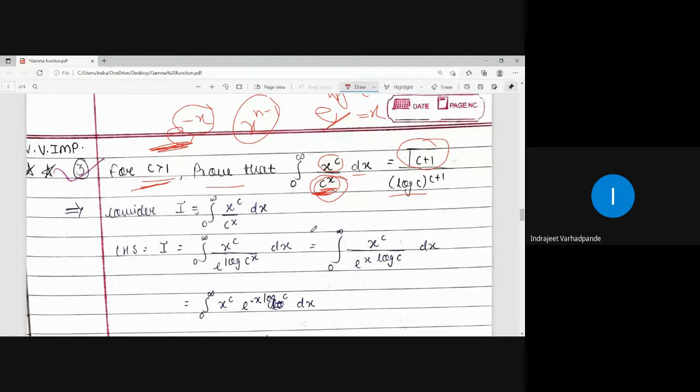So listen and watch carefully. I is equal to integral 0 to infinity x to the power c upon c to the power x dx. With c to the power x, add e and log: e to the power log c to the power x. e and log get cancelled, so what original term remains? c to the power x. But log c to the power x can be written as x log c, by the logarithmic convention: log m to the power n is n log m, right? So integral 0 to infinity x to the power c upon e to the power x into log c. Raise this to the numerator.